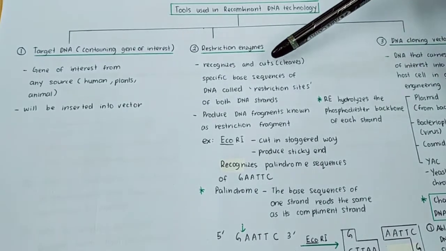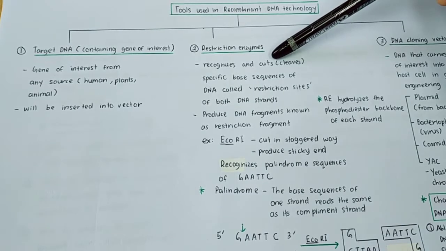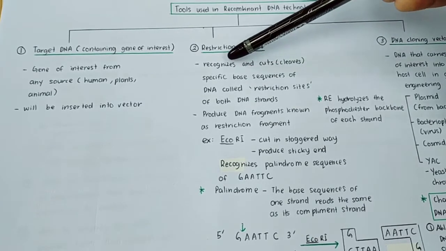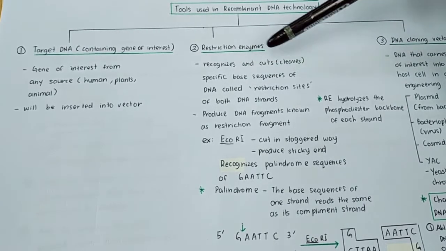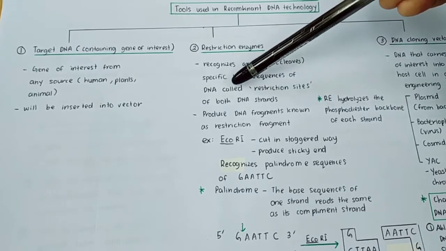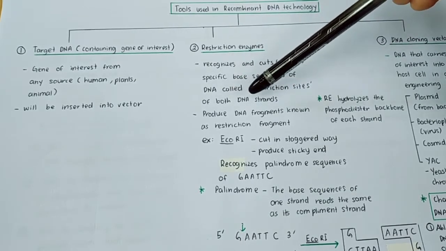Okay, so now we look at restriction enzyme. Second tool of recombinant DNA technology is restriction enzyme. So, what is the function of restriction enzyme? It will recognize and cut or cleave specific base sequence of DNA called restriction site of both DNA strand.